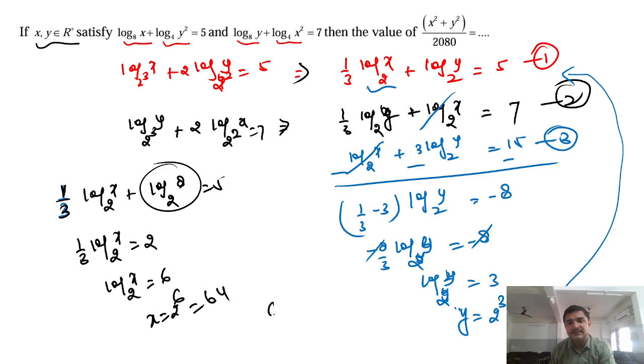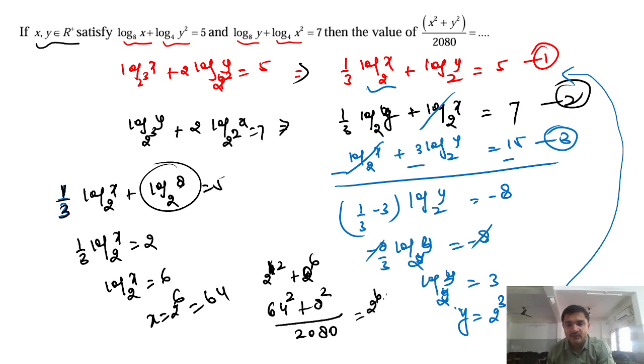What are they expecting from us? 64 square plus 8 square by 2080. 64 square, where 64 is 2 power 6, so 2 power 12, plus 8 square which is 2 power 6 again. So 2 power 6 is common out of it, and we'll be getting 2 power 6 into 64 plus 1, 65. So 64 into 65 by 2080 they are asking for.